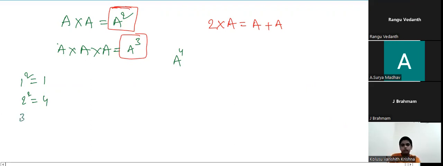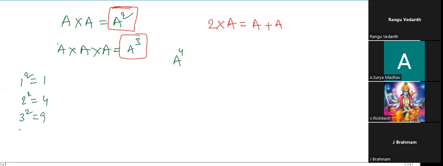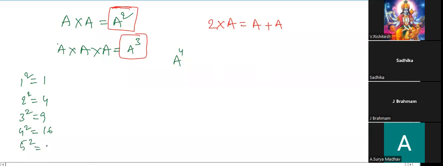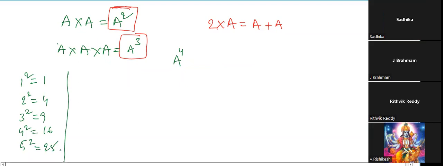Vedanta, 3 square is? 9, sir. Okay. Surya Madhav, 4 square. Sir, 16. Okay. And Rishi, 5 square. Sir, 25. Okay. Sadika, 6 square.